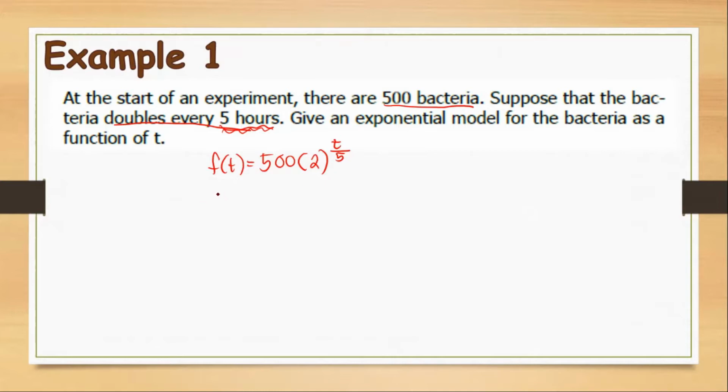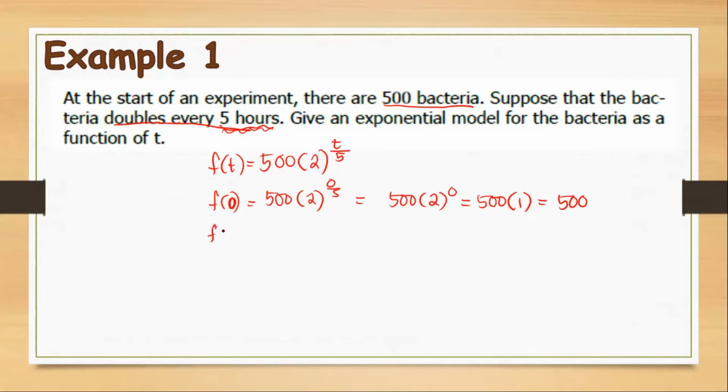So if we are going to check f(0), that is the initial number of bacteria. So 500 multiplied by 2^(0/5). Take note that this will become 0. And so that is 500 multiplied by 2^0. So 2^0, and any number raised to 0 is equal to 1. So that will be 500 multiplied by 1. So initially, at time 0, the bacteria will be 500. So the population of the bacteria will be 500.